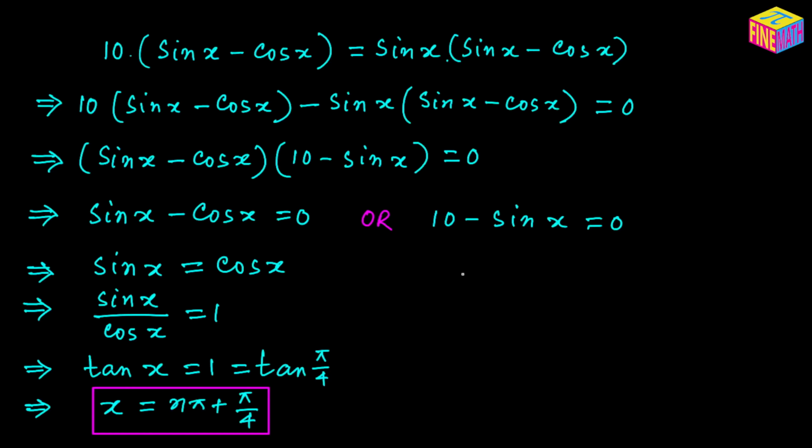Now let's look at the second factor. From the second factor we can say 10 equals sine of x, or if you read it the other way, sine of x equals 10, and that sounds kind of crazy because we know that the maximum value of the sine ratio can be positive 1, no more than that, but here we have sine of x equals 10, so that is not a solution. So our only solution is right here, which is x equals n times pi plus pi over 4.